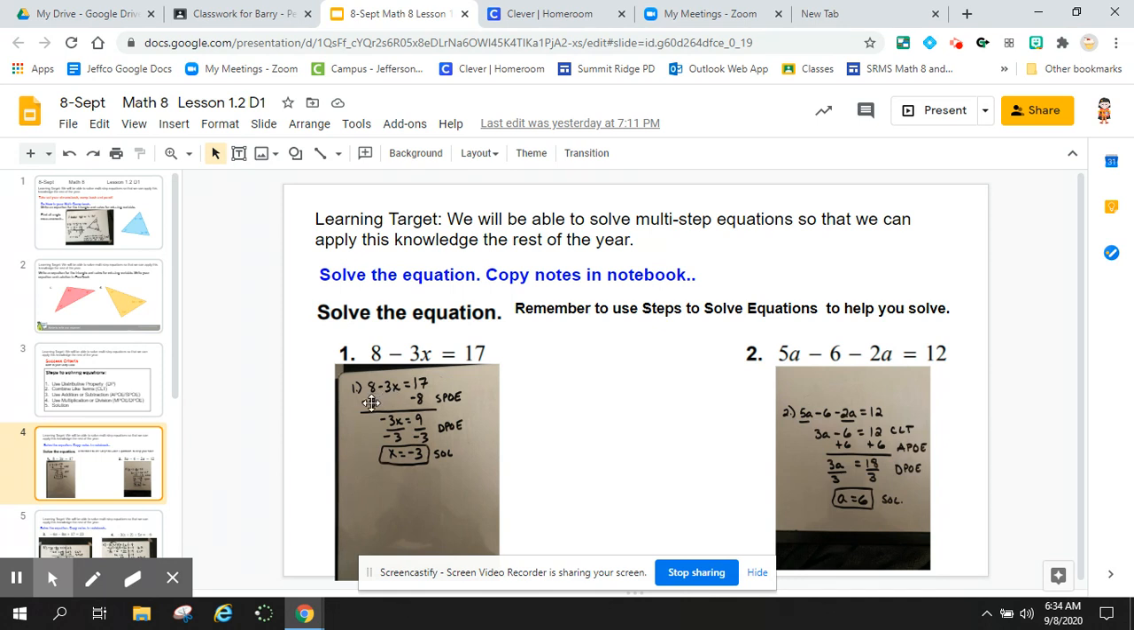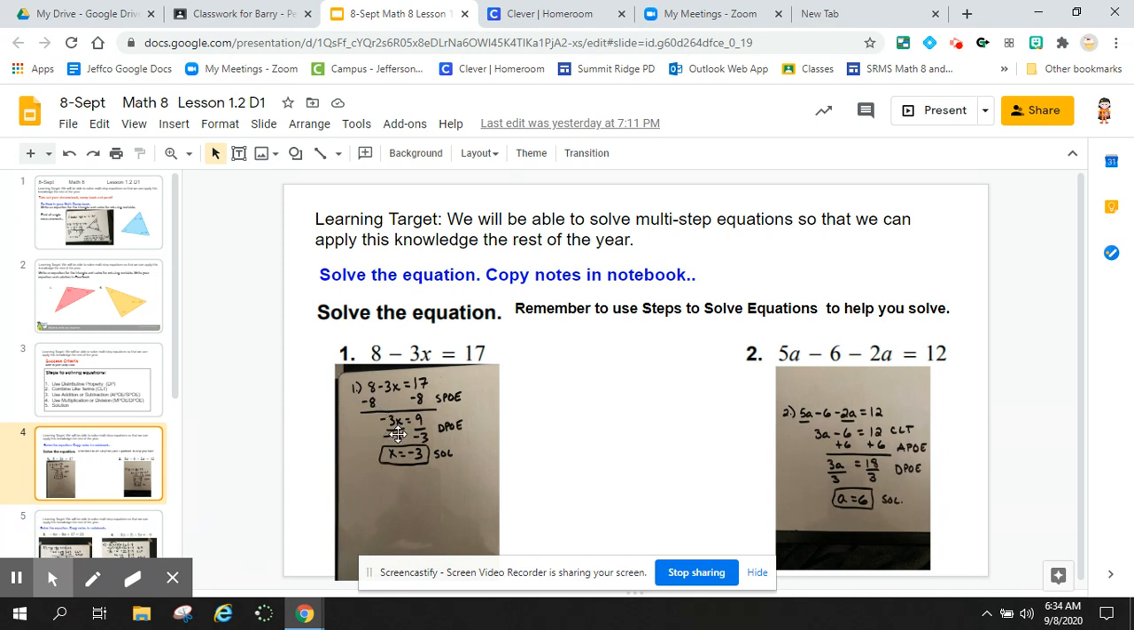So I see that I have a positive 8. What's the opposite of positive 8? Negative 8. So I'm going to take minus 8 underneath this 8 so that these two zero out, and I've got to put negative 8 under 17. So now I'm left with negative 3x equals 9.